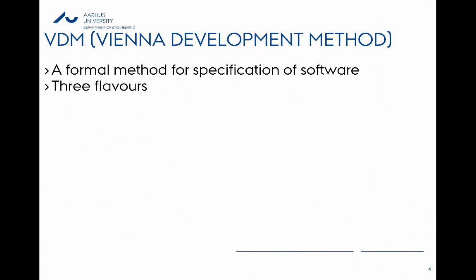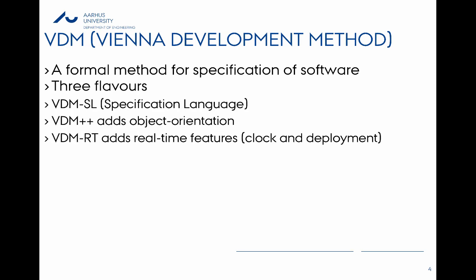The VDM, Vienna Development Method, was originally developed at the IBM laboratory in Vienna back in the 70s. There are now three flavors. There's VDM SL, the VDM specification language, which I'll mainly be talking about in this presentation. That has been turned into an ISO standard many years ago.